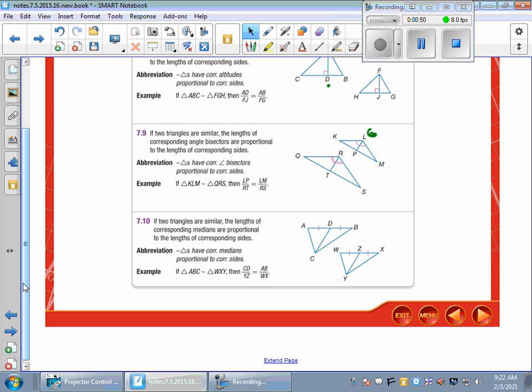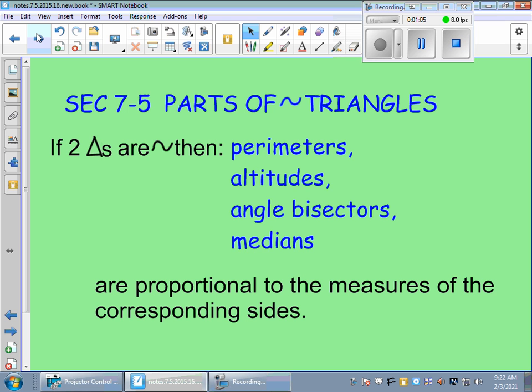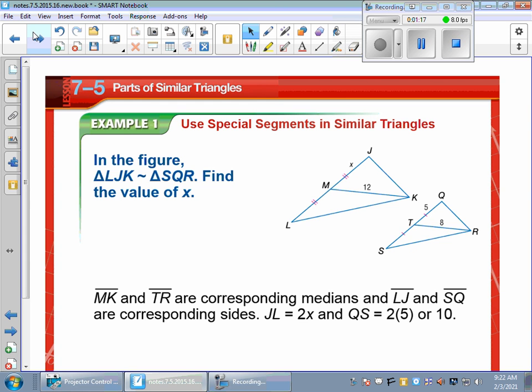And the next one, if two triangles are similar, the lengths of corresponding medians are proportional to the lengths of corresponding sides. A median is a line that goes from a vertex to the side opposite, cutting that side into two equal parts. So this is kind of a summary here. If two triangles are similar, perimeters, altitudes, angle bisectors, and medians are all proportional to the measure of a corresponding side. So let's go through some examples, set up some proportions, and go from here.